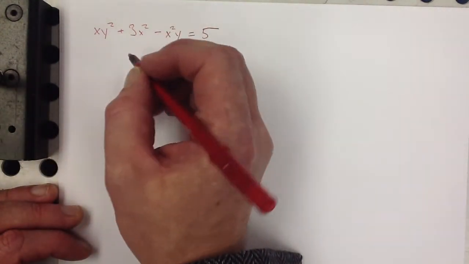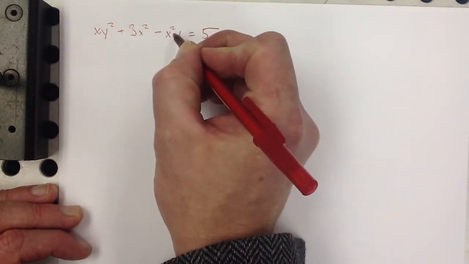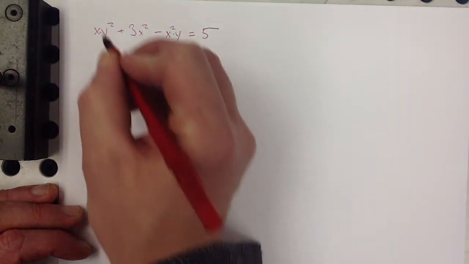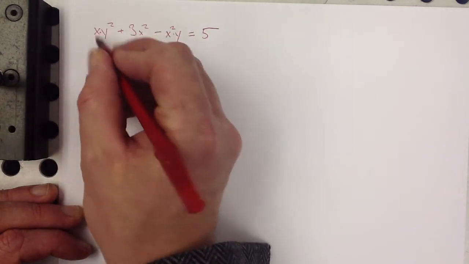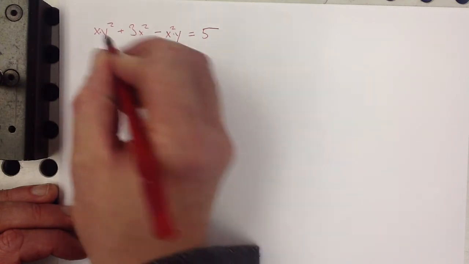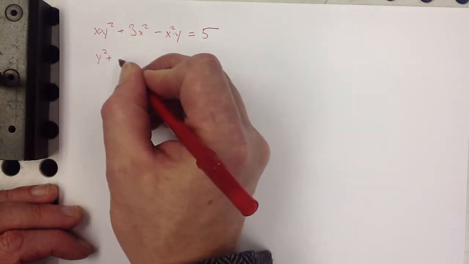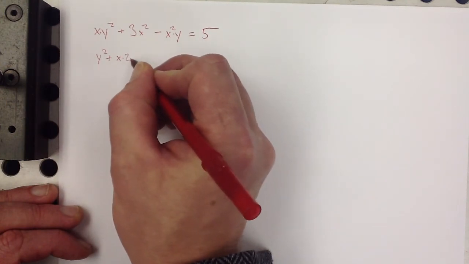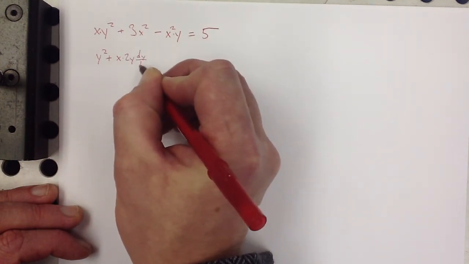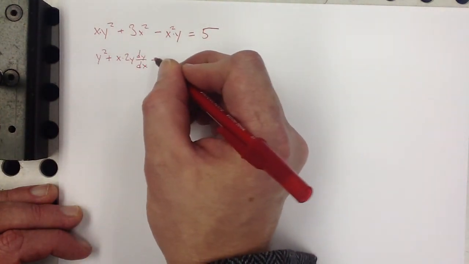All right, so let's see. Let's take the derivative. Got some product rules going on here. So the derivative of x times y squared, that's the derivative of the first, which is 1, times the second. Nothing pops out because I didn't take the derivative of the y. Plus the first times the derivative of the second. Every time you take the derivative of a y, a dy dx pops out.